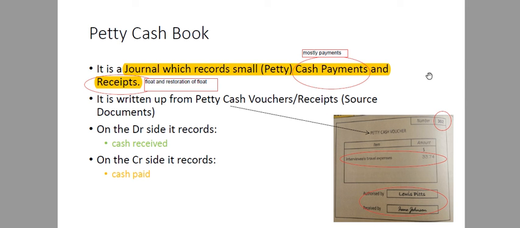As I said in the beginning about the money box, he will add up all the vouchers and check it with how much money is left in the petty cash box, and everything should tie up. On the debit side, as we said, it records the cash received, and on the credit side it records the cash paid, and I've shown you that already. So let's move on to the next slide.